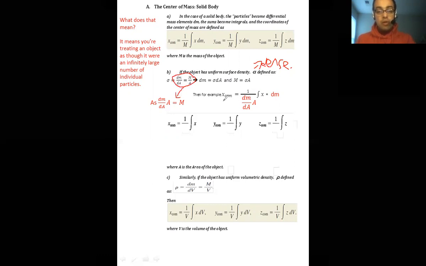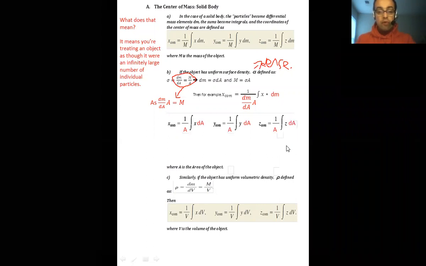Then, for example, the center of mass in X is equal to 1 over dm dA times A times the integral of X by dm, right? And similarly, this is what we can fill in for the center of mass positions in X, Y, and Z. And this is where A is the area of the object.